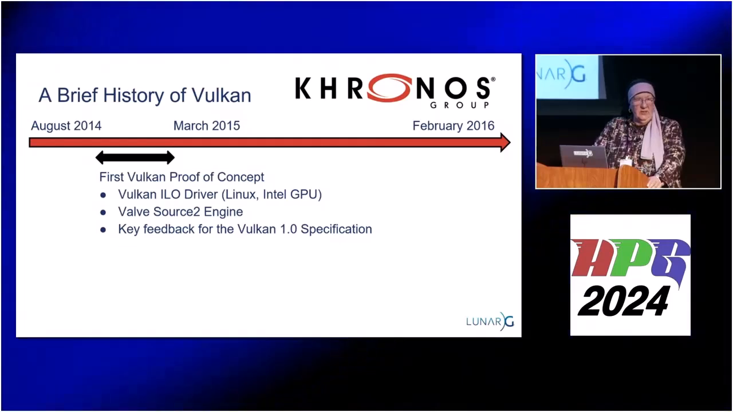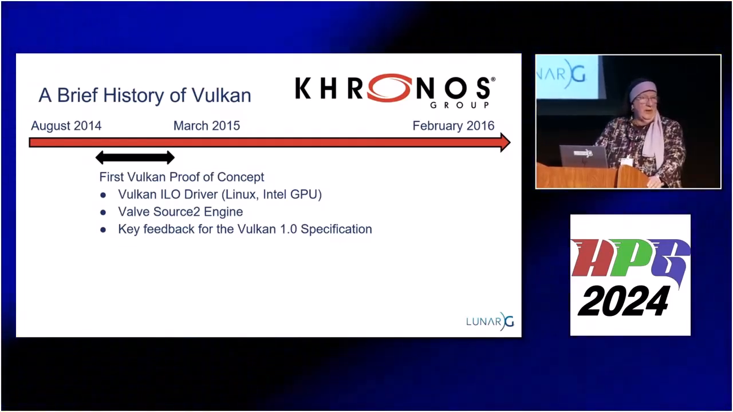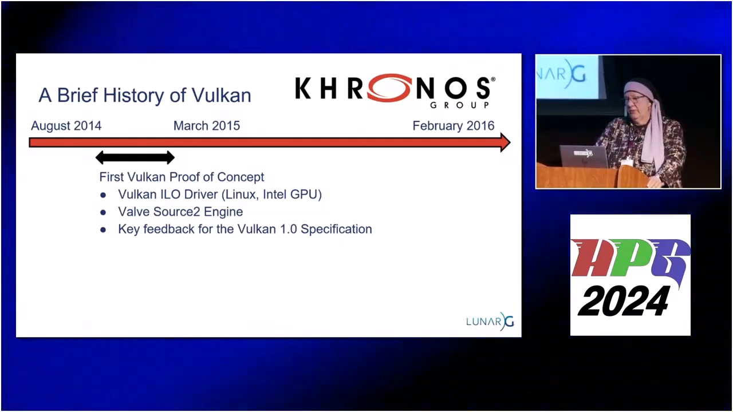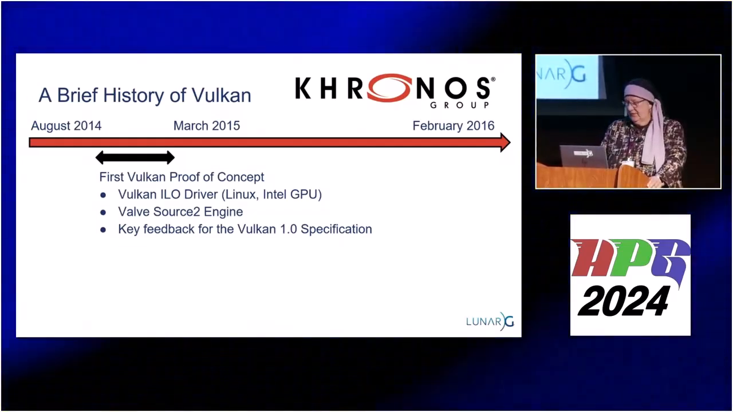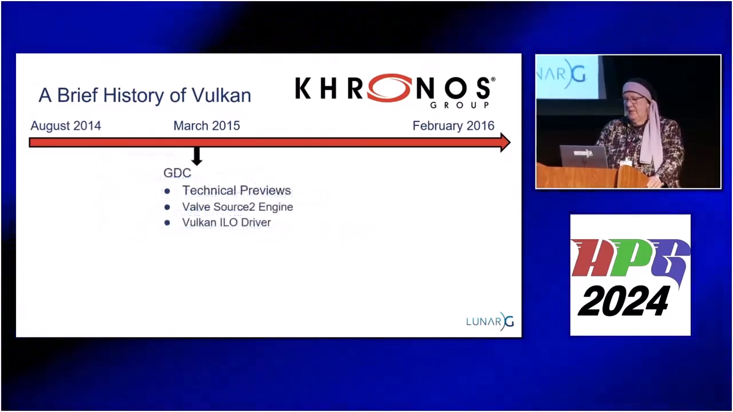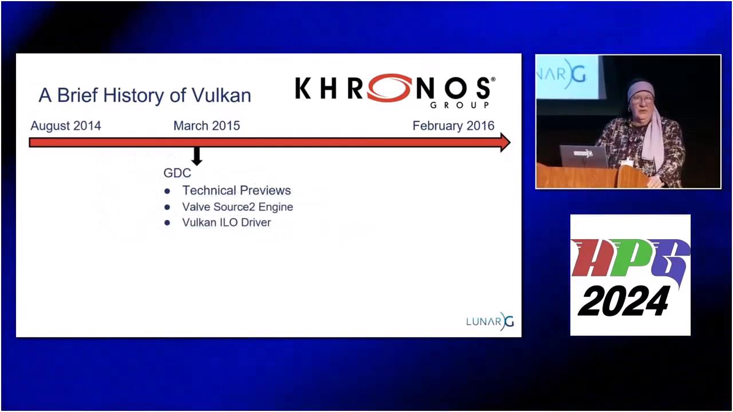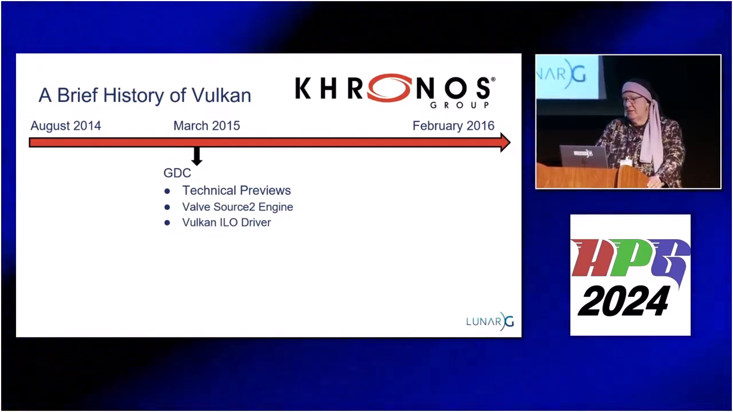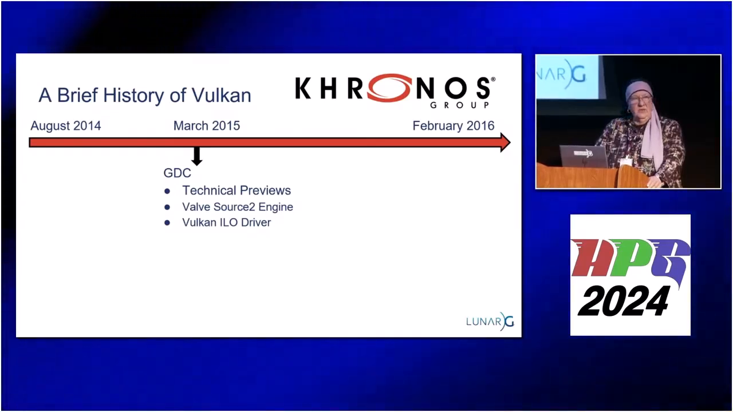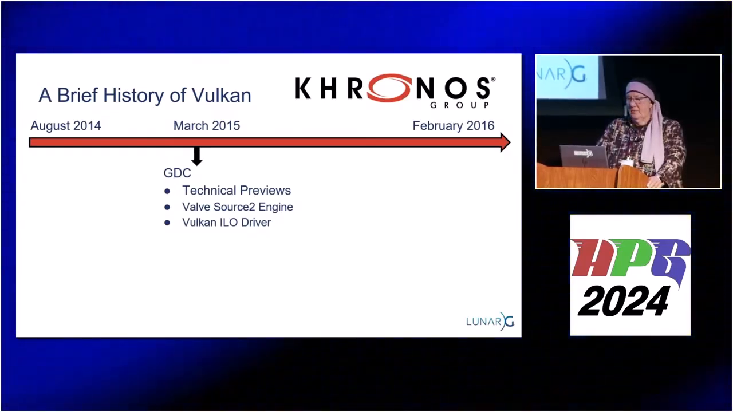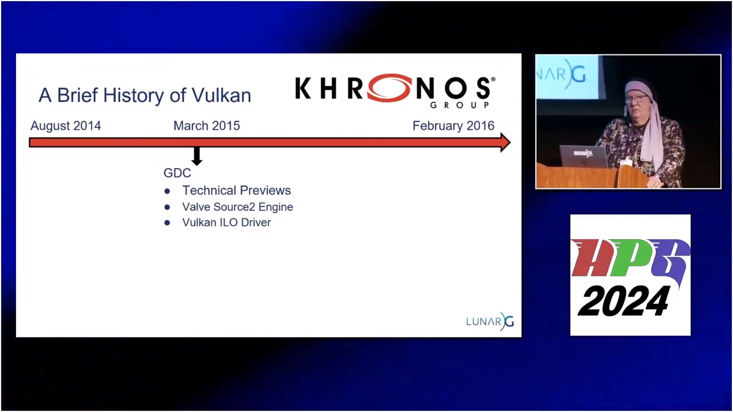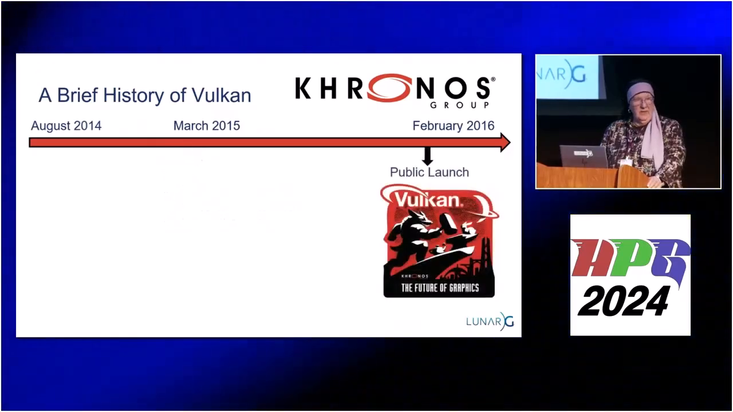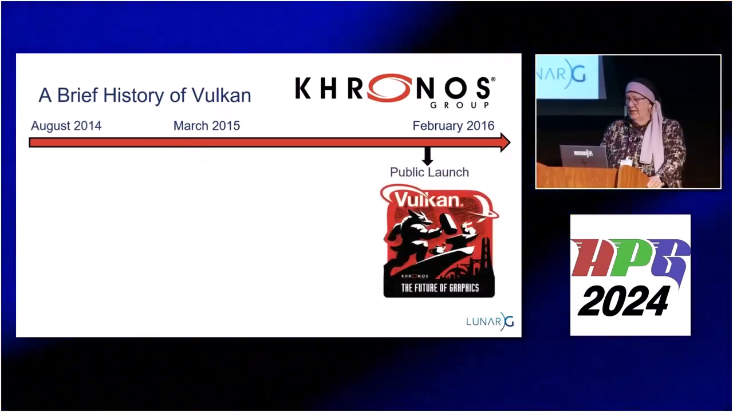There was some validation layer work, very early phases of it, going on. And all this work provided valuable feedback to the Vulkan working group within Khronos as well for the 1.0 specification. And then at GDC, March of 2015, Khronos announced availability of technical previews of the API. And there were some demos given to key industry players of the Valve Source 2 engine with that ILO driver. And then the API launched February 2016.